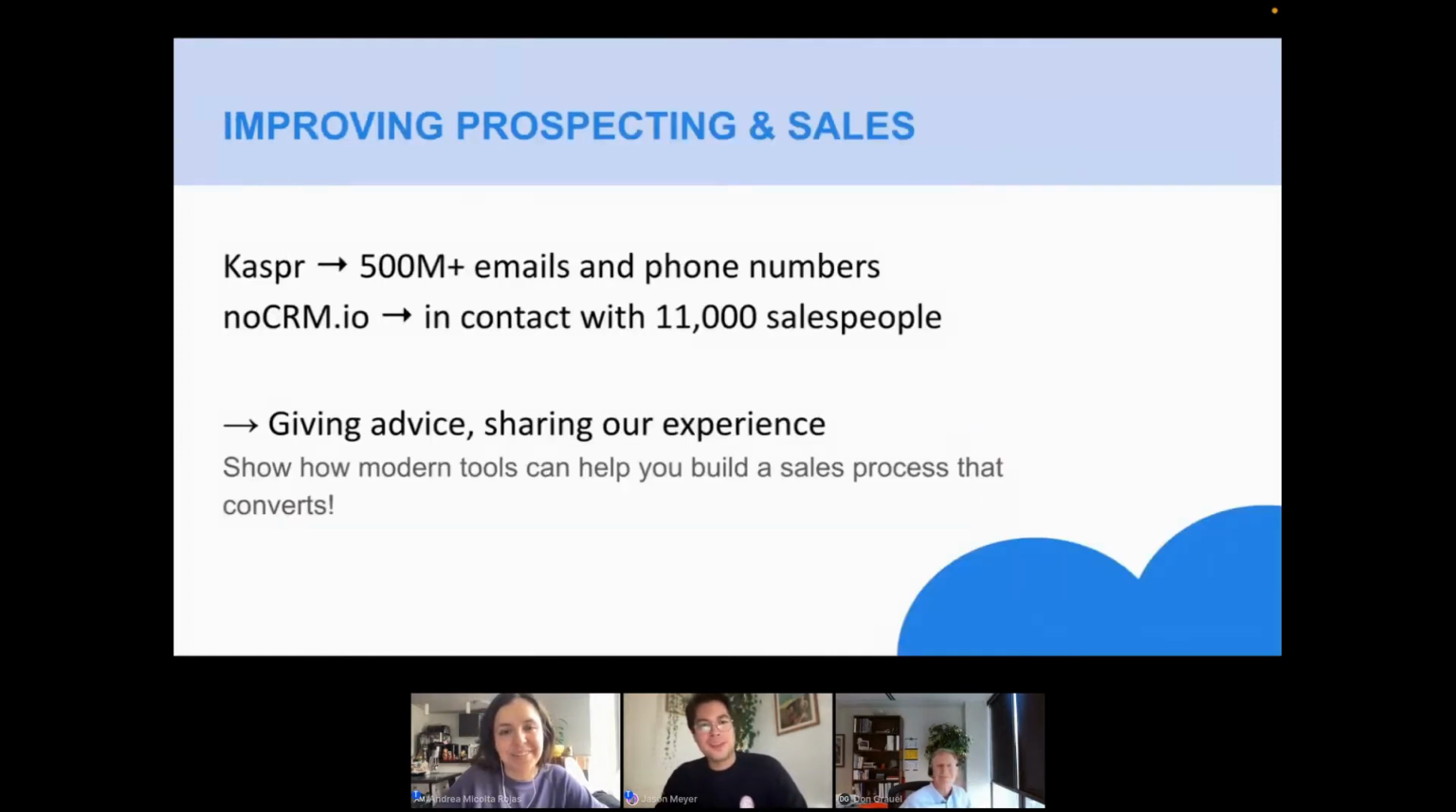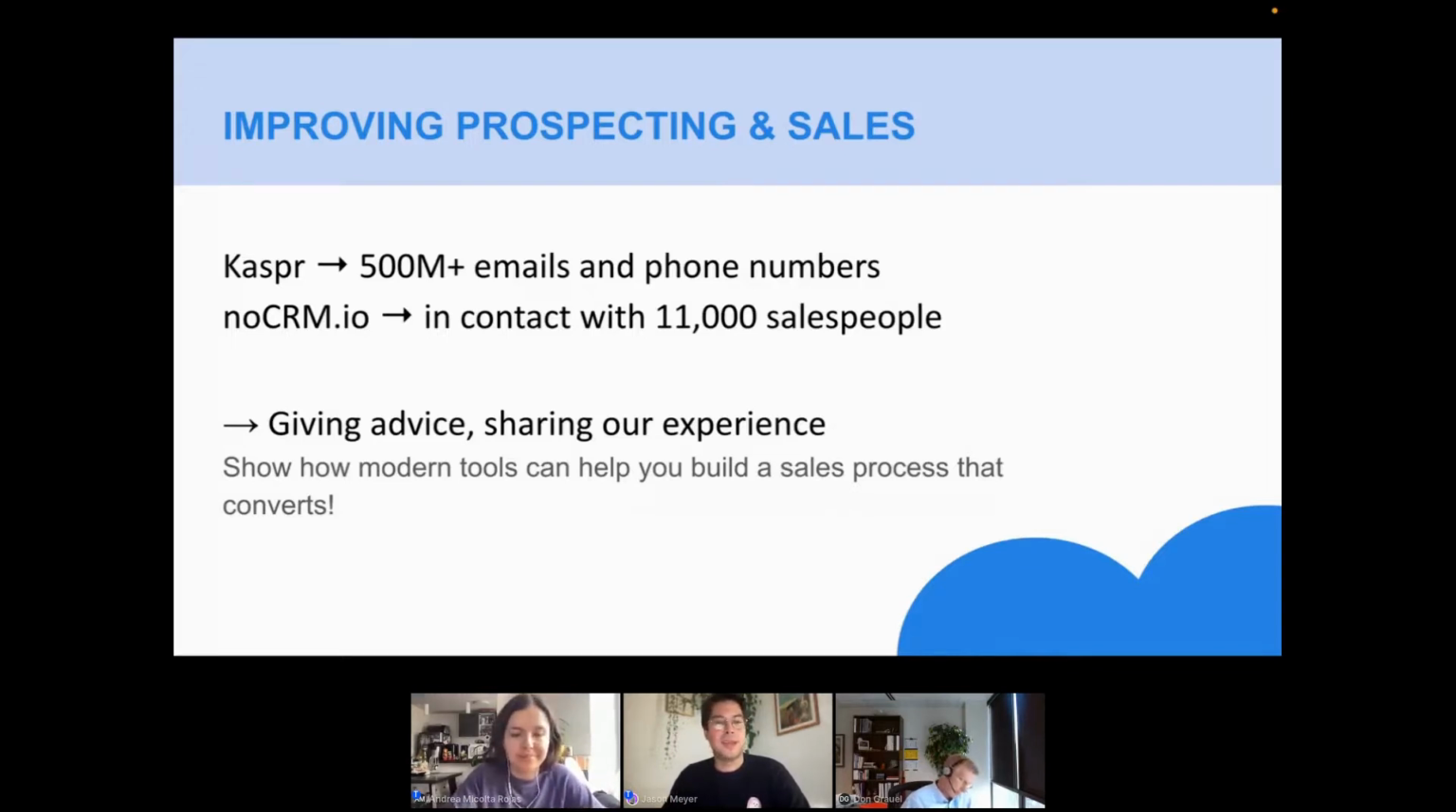Today, Kaspr is, as I mentioned earlier, a sales intelligence lead generation tool. We have access to over 500 million LinkedIn profiles, emails, and phone numbers. And noCRM is in contact with around 11,000 salespeople all around the world. And as I mentioned before, we are a lead management tool. It's a platform that allows you to manage leads and prospects and improve your sales process as well.